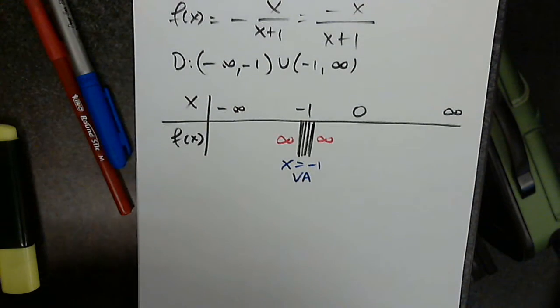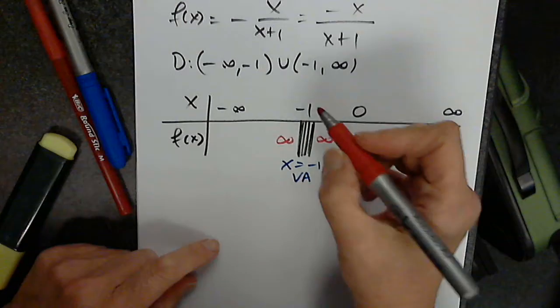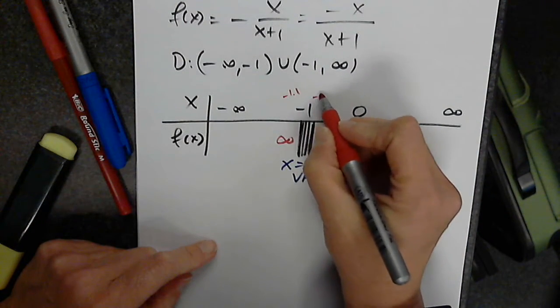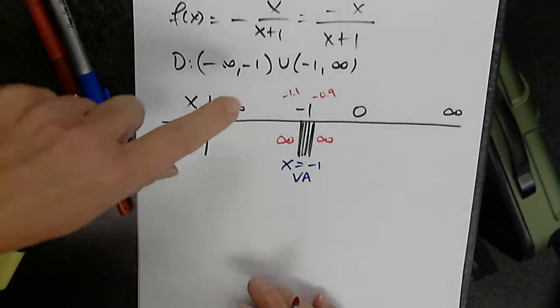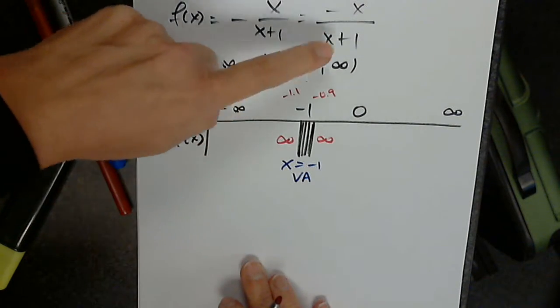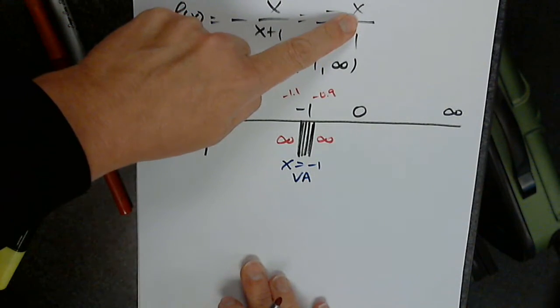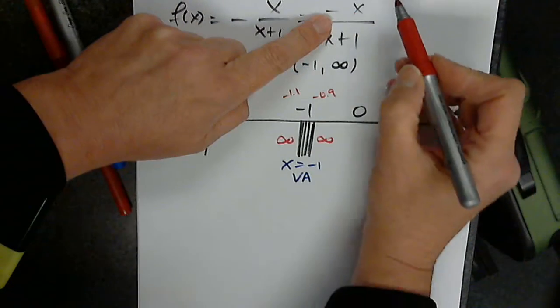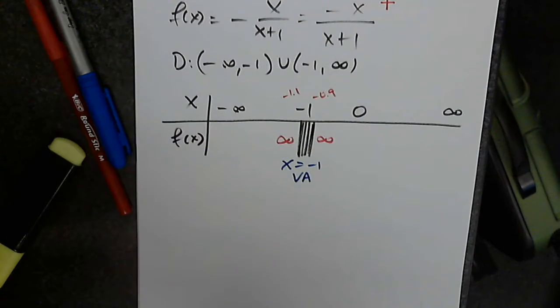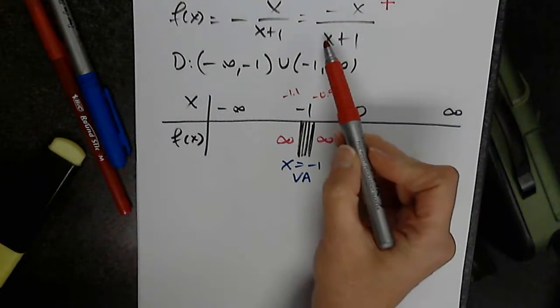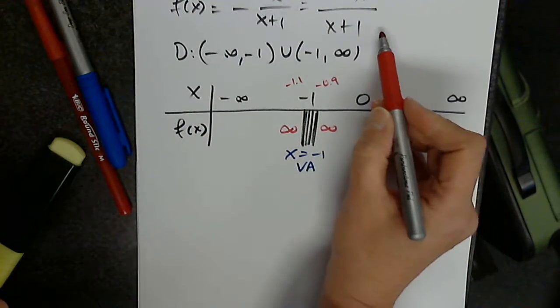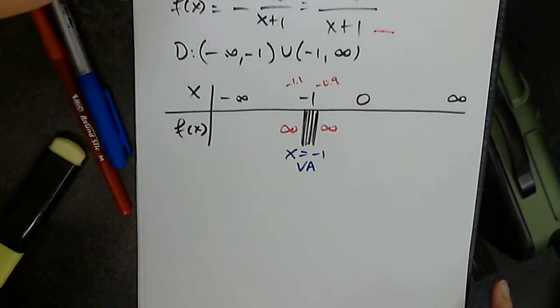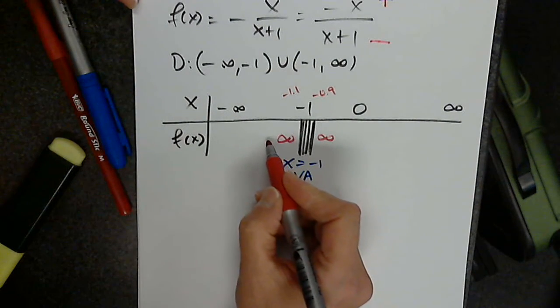You can punch it in the calculator if you want to, but it's not that difficult to say negative 1.1 and negative 0.9. With negative 1.1, put in the function at the top, negative with negative will be positive. So then the top will be positive. That's all you need. You need the sign. Negative 1.1 plus 1 will be negative. So then positive over negative is negative.